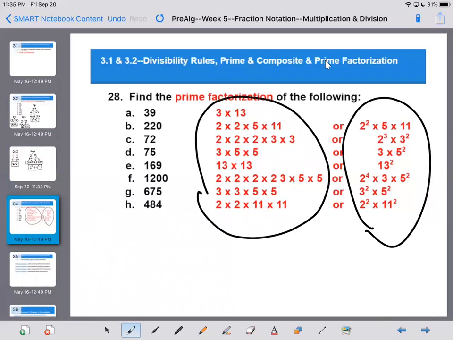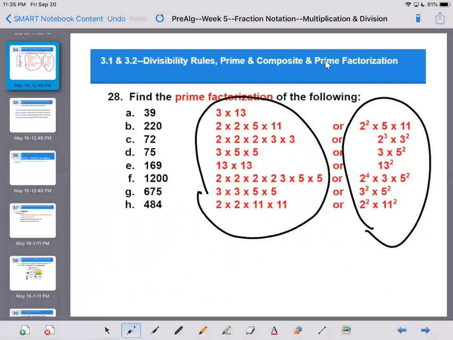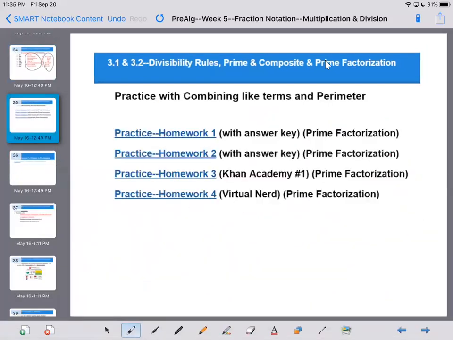So if you need some practice with prime factorization, I would encourage you to look at the links there. So this will conclude part 1 of our video series with divisibility rules, prime and composite, and prime factorization.